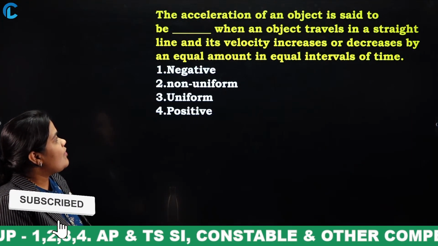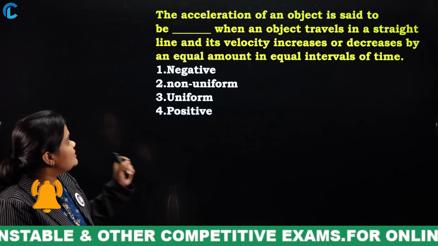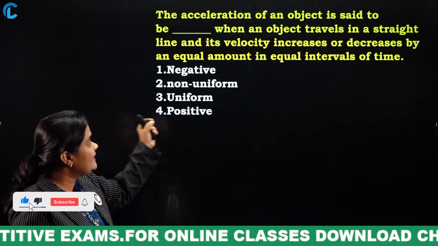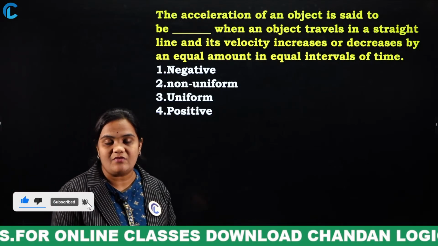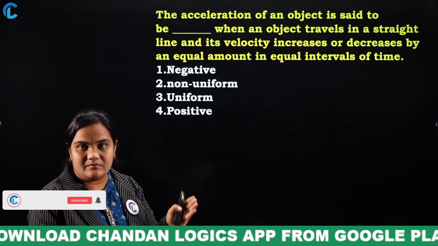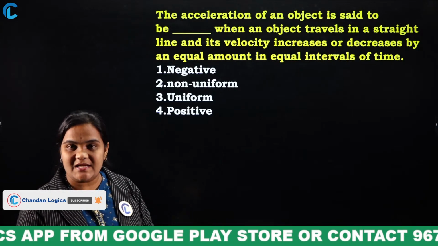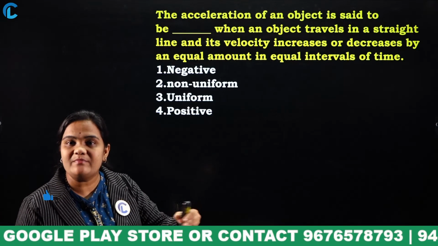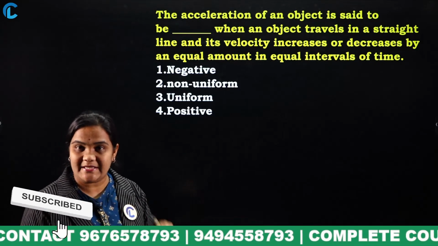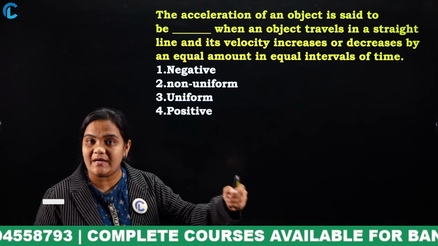The acceleration of an object is said to be dash when an object travels in a straight line and its velocity increases or decreases by an equal amount in equal intervals of time. It is saying that the object is traveling with an acceleration such that at some times the velocity will be increased and at other times decreased, in equal amounts in equal intervals of time.